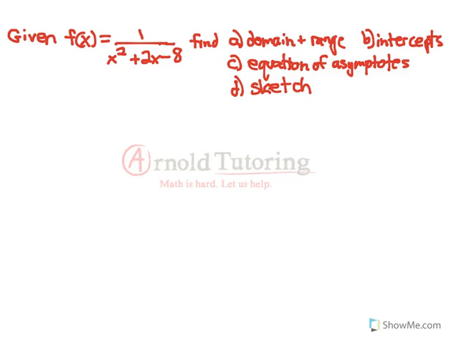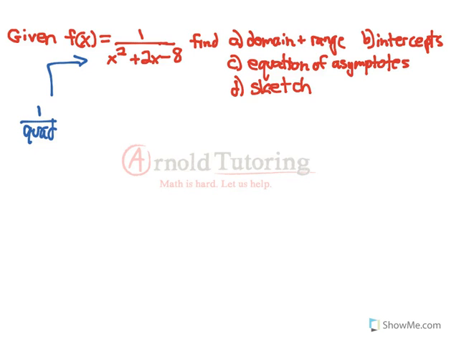All right, here we've got a great question from a past exam. It says, given f of x equals 1 over x squared plus 2x minus 8, find all of these things. First thing to notice is there is a quadratic trapped within a reciprocal function. So it's 1 over a quadratic. That is the first thing I would notice.